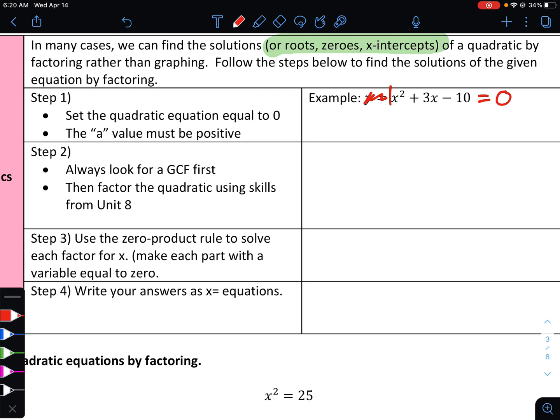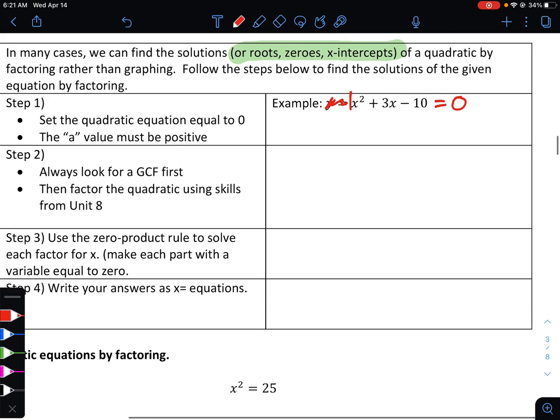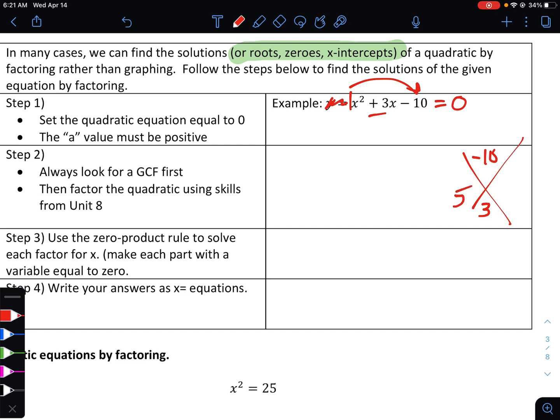Step number 2, then, we're going to look for a greatest common factor first. For x squared plus 3x minus 10, there is no greatest common factor, so you can skip that part. But then we're going to factor using those skills that we did in Unit 8. So this is, if you remember, where we take a times c, 1 multiplied by negative 10. That becomes the top of the x. And then the 3 becomes the bottom of the x. So we need numbers that multiply to be negative 10 and add to be positive 3. So that would be 5 and negative 2.